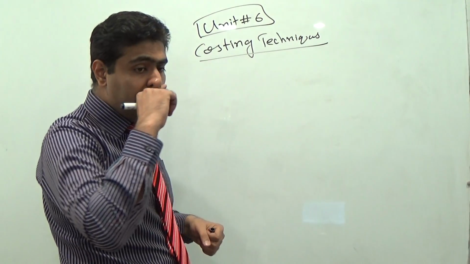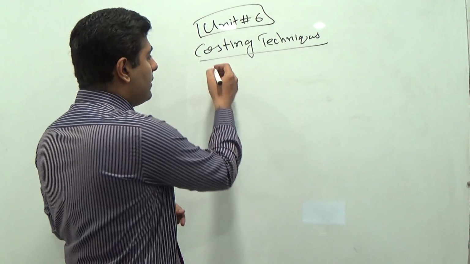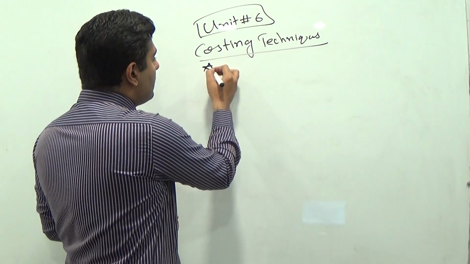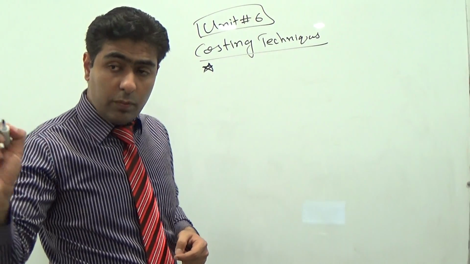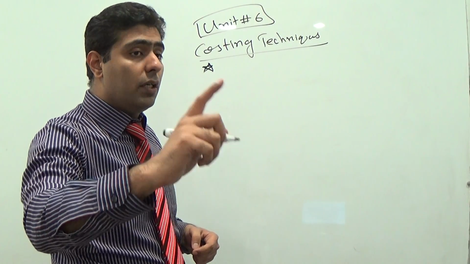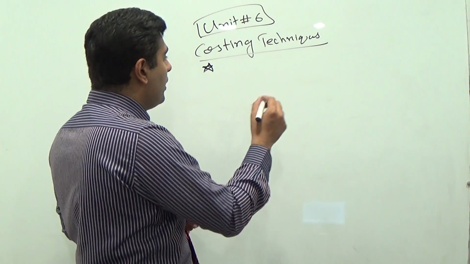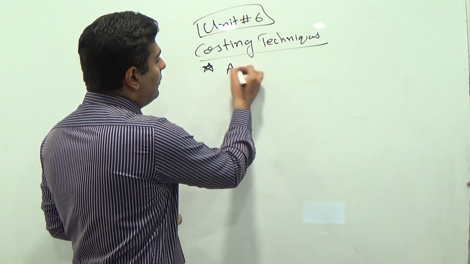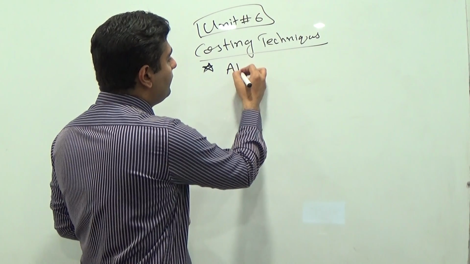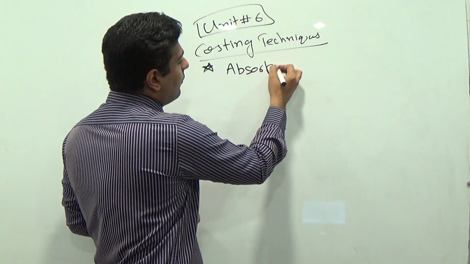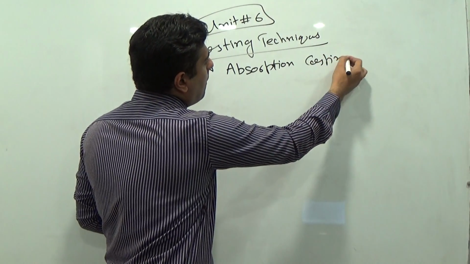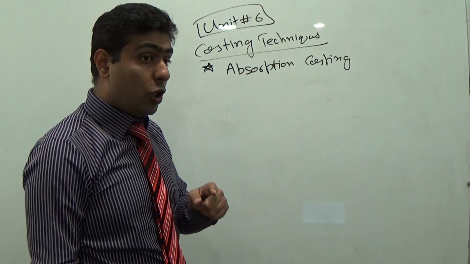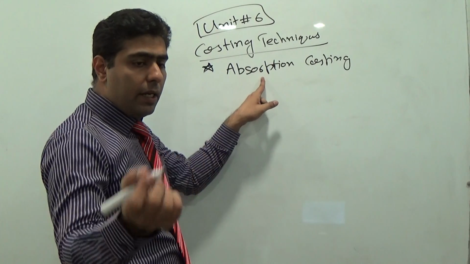When we talk about costing techniques, different kinds of things are there, but two things are very important from examination point of view, extremely important. So I need you guys to give full attention. First costing technique is called absorption costing. Absorption costing. I will explain this thing later on.